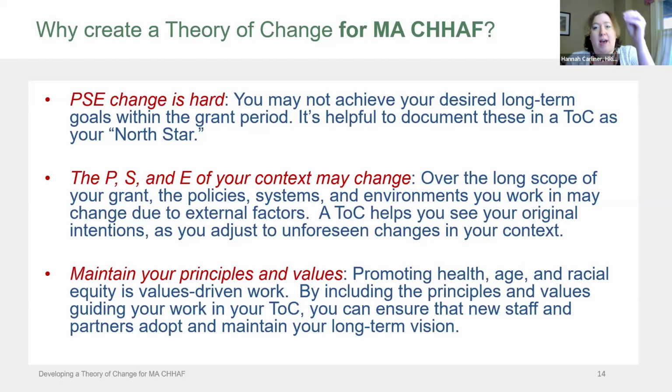It's still good to have that. In 10 years, it would be really great if everybody in Massachusetts could afford a home. Even if you know you're not going to get there in this time period, it's good to have that North Star that you can keep your eyes on through the work that you're doing. As I was saying before, the policies and the systems and the environments of your context may change over time in this long scope of the work that you're doing. And so theory of change helps you maintain what were your original intentions and then allows you to adjust those to unforeseen changes in the context.